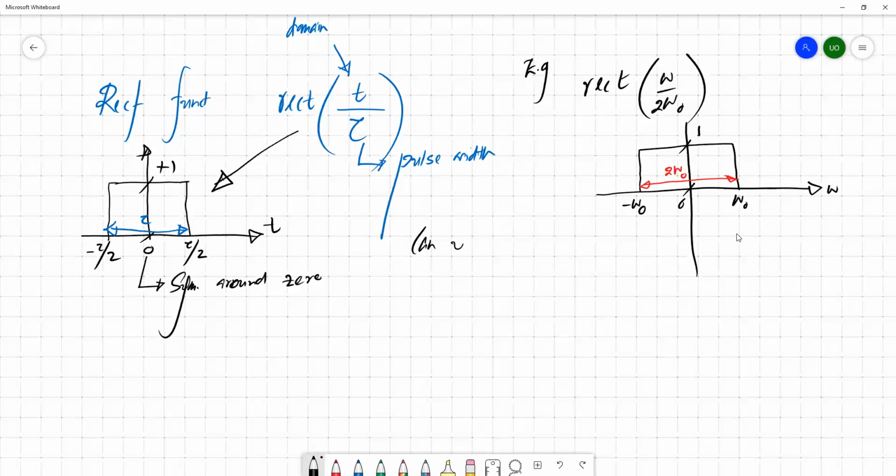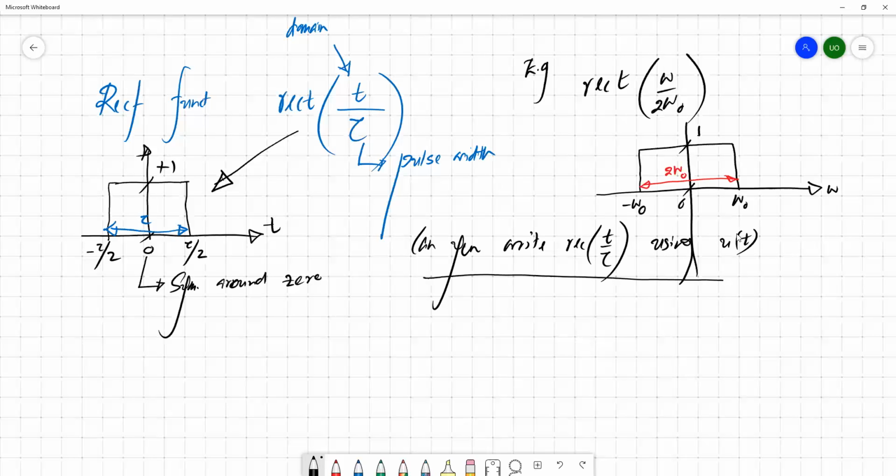Can you write rect t over tau using unit steps? Can you represent this rectangular pulse using unit steps?